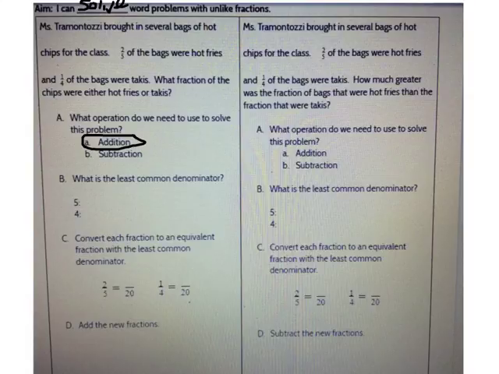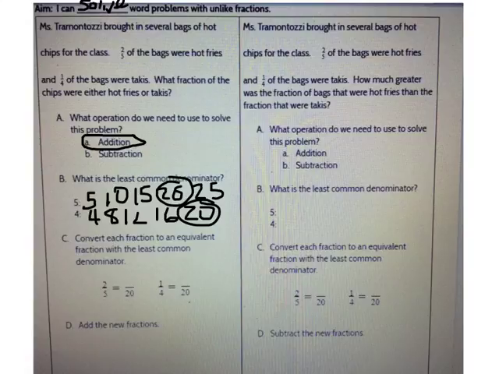The next thing we need to do is find the least common denominator. What's the least common denominator of 2/5 and 1/4? List your multiples and circle the smallest number on both lists. The least common denominator is 20. Now we can convert each fraction into an equivalent fraction with 20 as the denominator. What is 2/5 when the denominator is 20? Fill in the blank. 5 times 4 is 20, and 2 times 4 is 8.